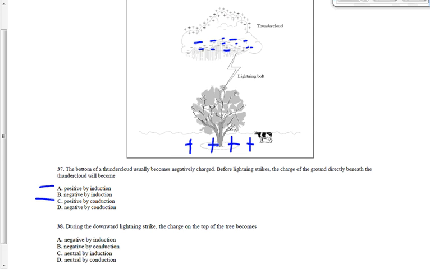Everybody said that. That's good. Now, the only question is: is it induction or is it conduction? The answer is induction. It is A. The reason it's A is because there's nothing being transferred before the lightning strikes.